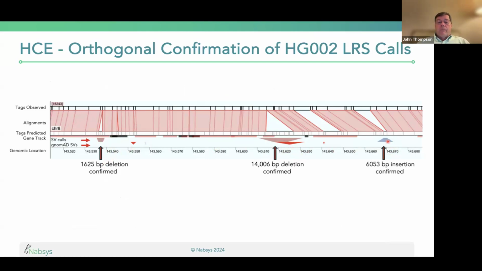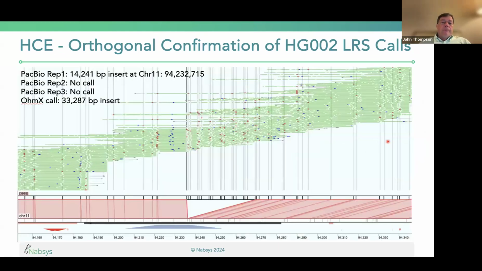Now, with PacBio, they do great with deletions down to around 100,000 bases. Insertions only typically go to around 10 to 15,000 bases because the read lengths are not long enough to span larger inserts. And this is an example.